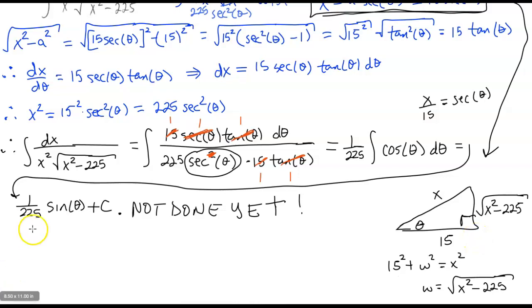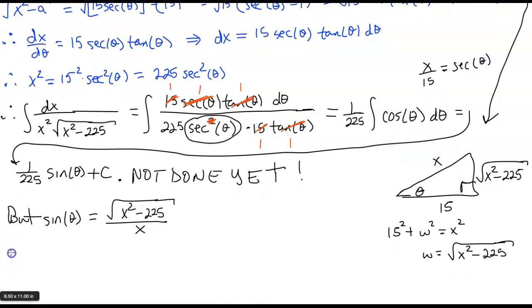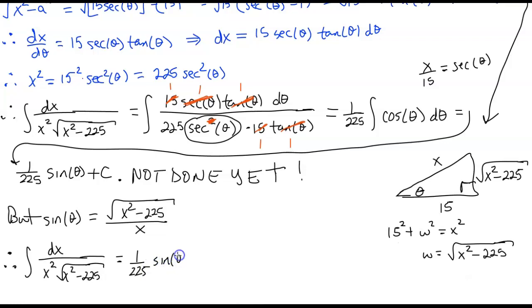Okay. So here, sine of theta is just going to be all of this. So we can now finally say that our final answer, and we'll start off with what the problem originally had, which was this. And what we ended up with was this 1 over 225 sine of theta plus c. And then finally, we just replace sine with square root of x squared minus 225, all that over x plus c.